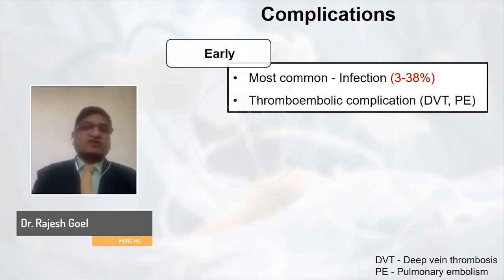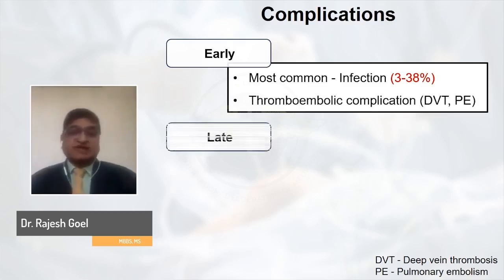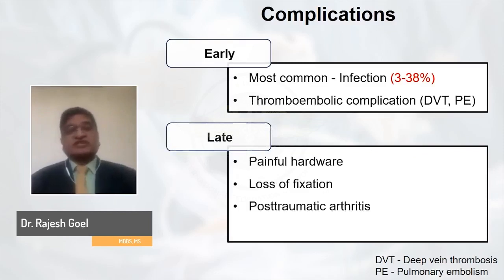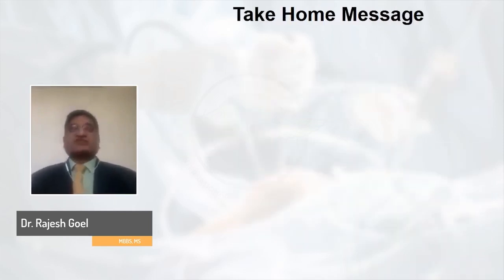Another complication is thromboembolic complication, and the late complications can be painful hardware, loss of fixation, post-traumatic arthritis, and malunion. So, take-home message.